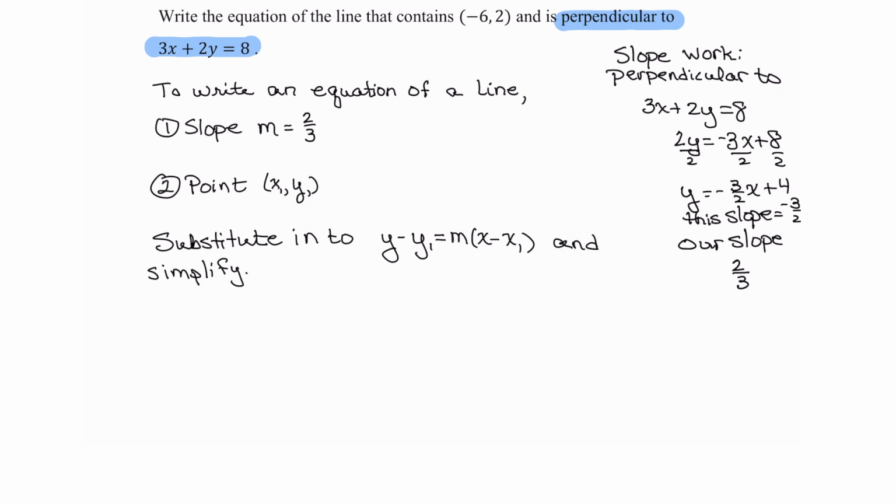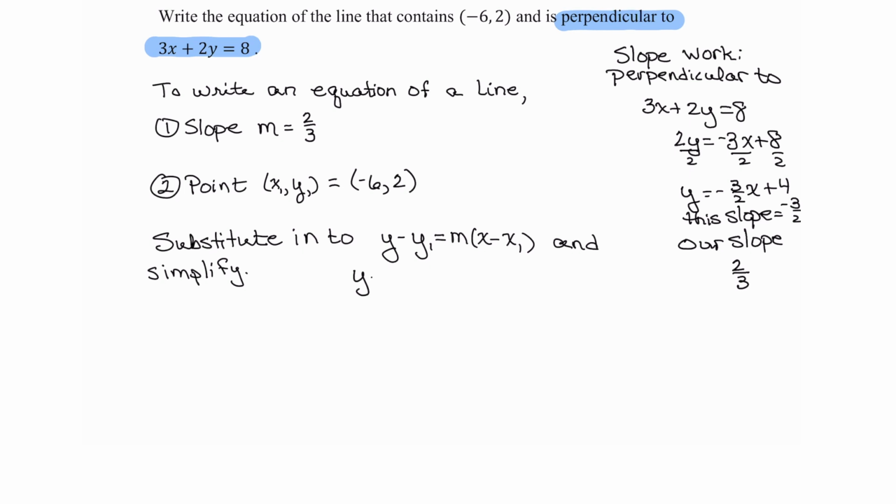Okay, now what about the point? Well, they gave me that my line contains the point negative 6, 2. So our x sub 1, y sub 1 is negative 6 for the x sub 1 coordinate and 2 for the y sub 1 coordinate. And now we are just going to substitute that information in.